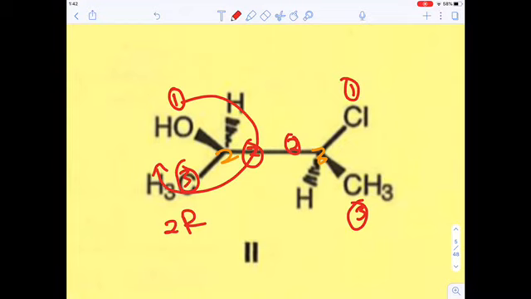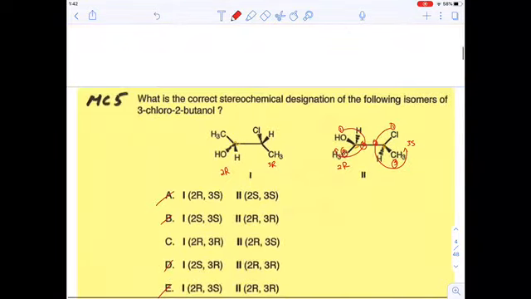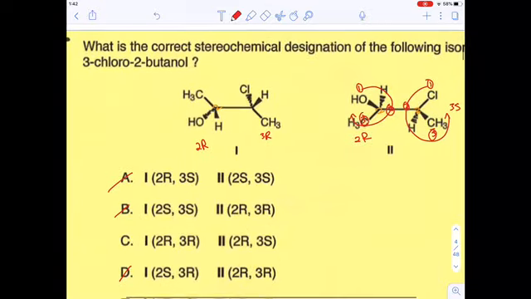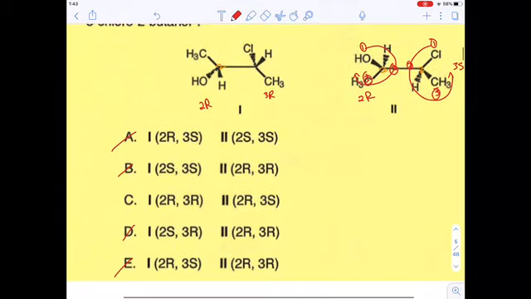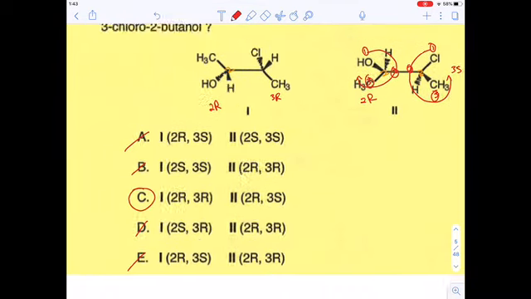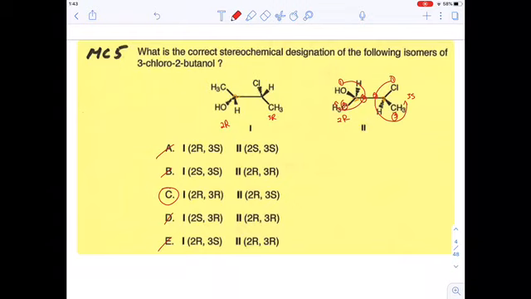The reason you don't have to switch it in these cases is because your lowest priority, the H, is on the dash for both carbon 2 and 3 of compound 2. So following the path that we drew out, this is going to be S. So now it's a good opportunity to check our answer and see if for this one it is 2R and 3S, and it is. So that's a good sign that we already got it right. So the answer to multiple choice 5 is going to be C.